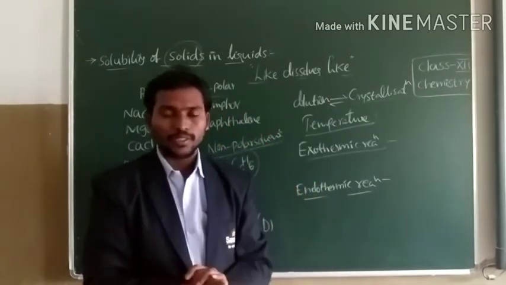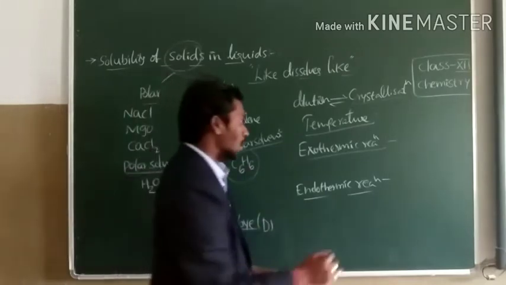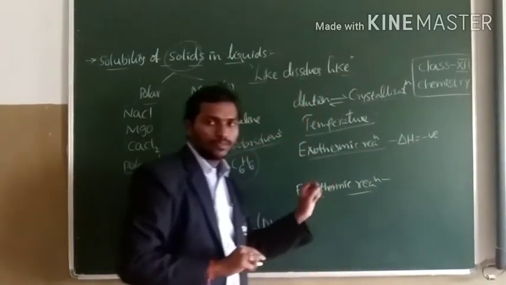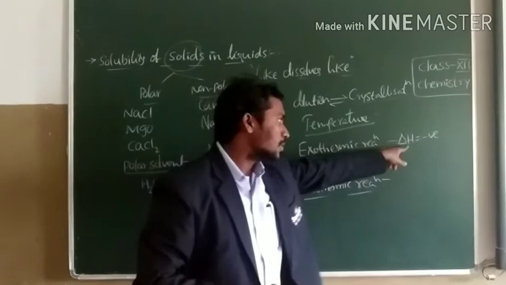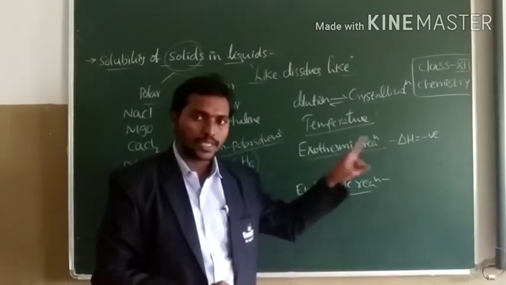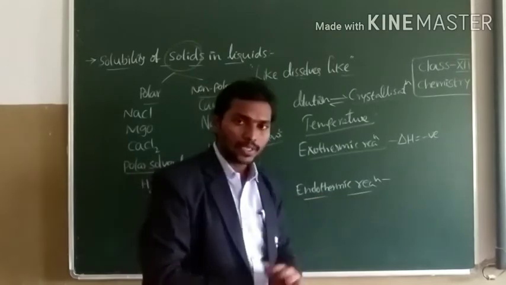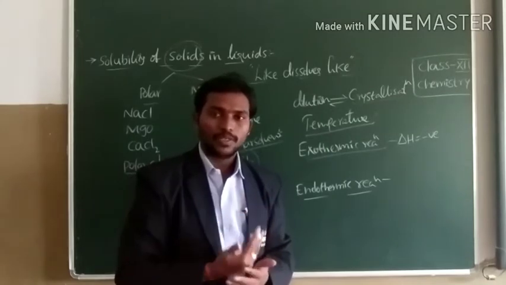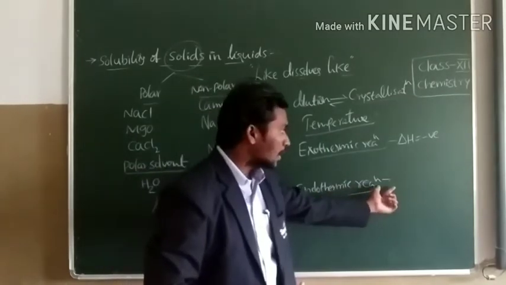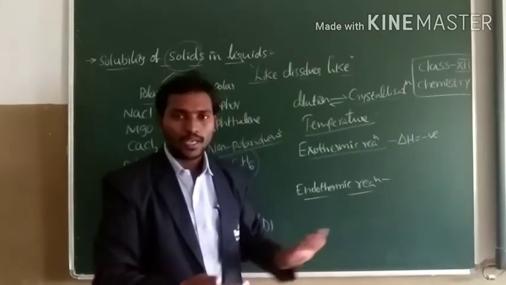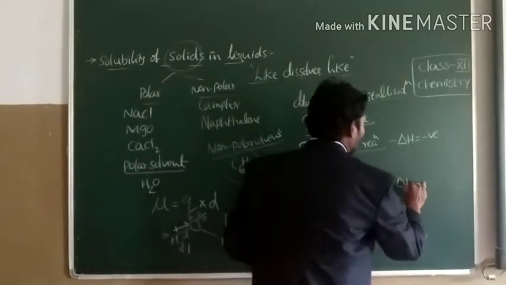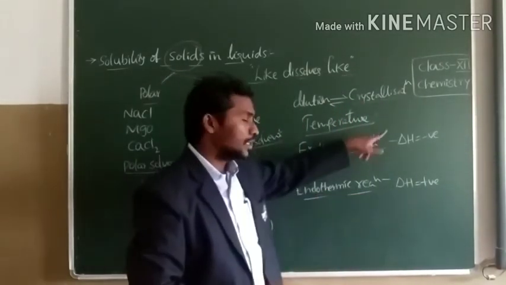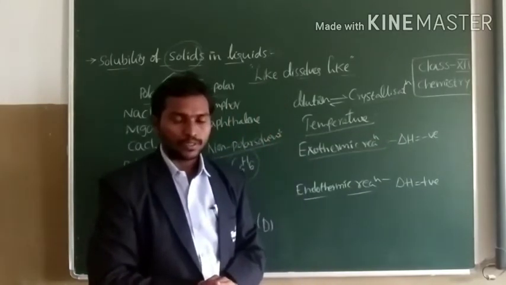The change in enthalpy is denoted by delta H. The delta H sign for an exothermic reaction is negative, because delta H means enthalpy change. Enthalpy change is negative for an exothermic reaction. Coming to endothermic reaction, during a chemical reaction, energy is absorbed or required. Delta H, the change in enthalpy, for an endothermic reaction is positive. So delta H is positive for endothermic reaction and negative for exothermic reaction.